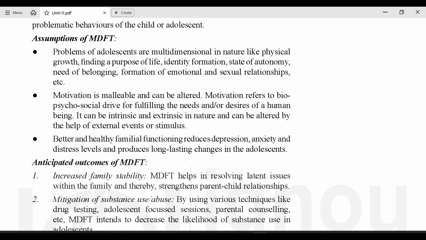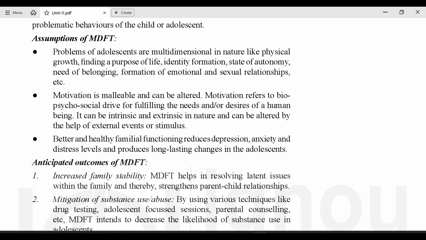Problems of adolescence are multidimensional in nature, like physical growth, finding a purpose of life, identity formation, state of autonomy, need of belonging, formation of emotional and sexual relationships, etc. Motivation is malleable and can be altered. Motivation refers to biopsychosocial drive for fulfilling the needs and or desires of a human being. It can be intrinsic and extrinsic in nature and can be altered by the help of external events or stimulus. Better and healthy familial functioning reduces depression, anxiety and distress levels and produces long-lasting changes in the adolescents.